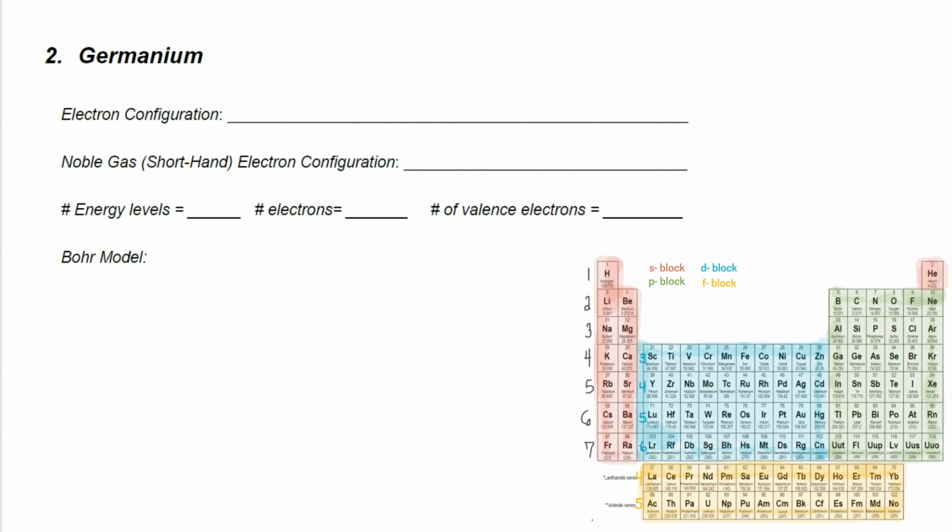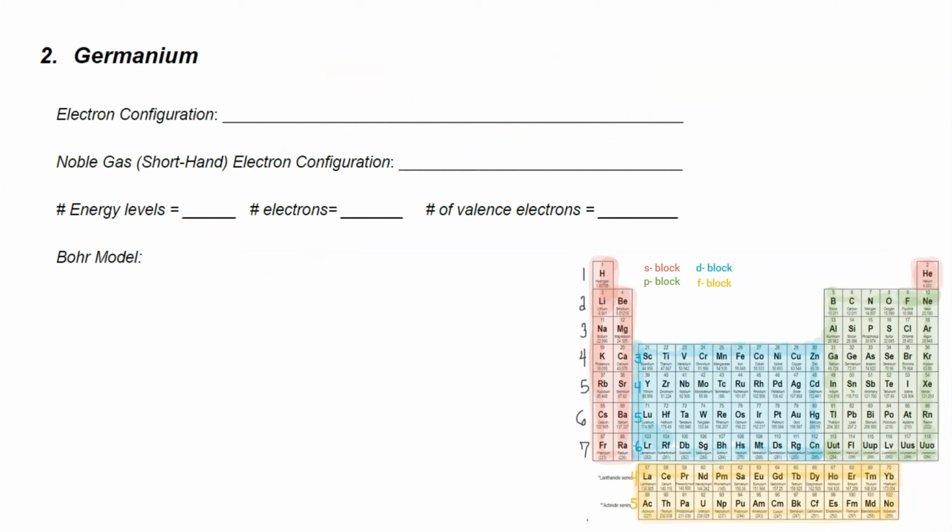Moving on. Next we have germanium. So the first step here is to find germanium on the periodic table. And so if we're looking at our periodic table, germanium is number 32 right here. So we know we need to fit in 32 electrons in our configuration.